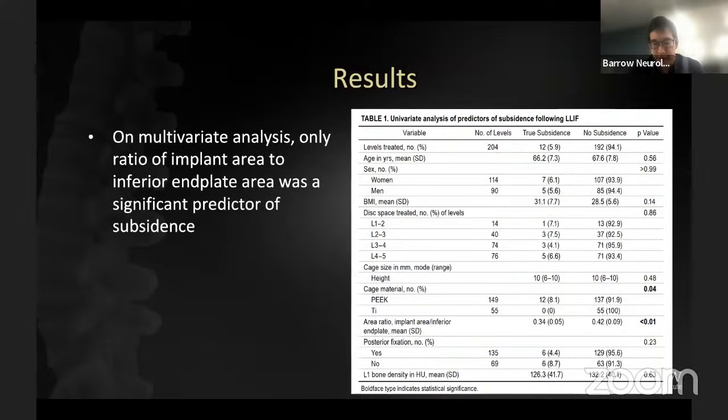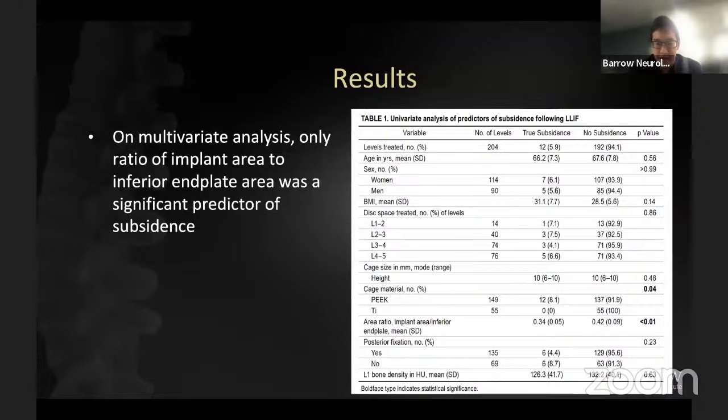Here's table 1 from the manuscript. The only notable finding here is the univariate analysis, where cage material appeared to be protective against subsidence. So 0% of titanium cages subsided, whereas 8.1% of the PEEK cages subsided. There was a larger amount of PEEK cages, 150 as opposed to 55 titanium cages, because the titanium cages only began to be used about midway through data collection.